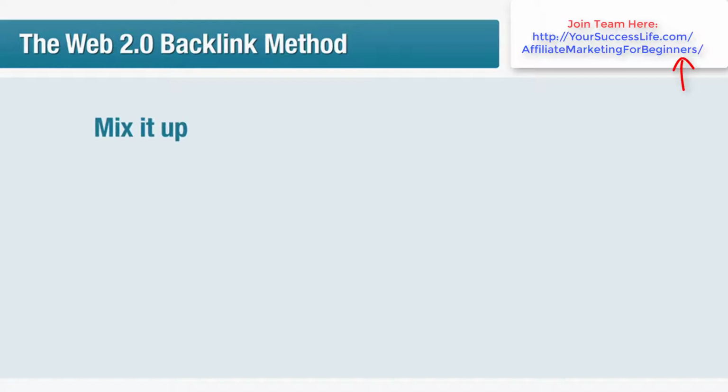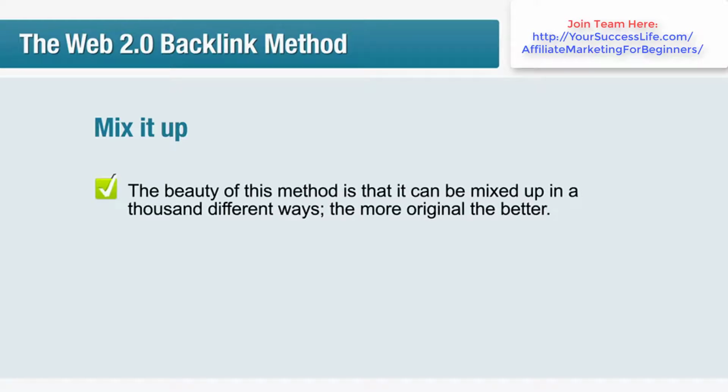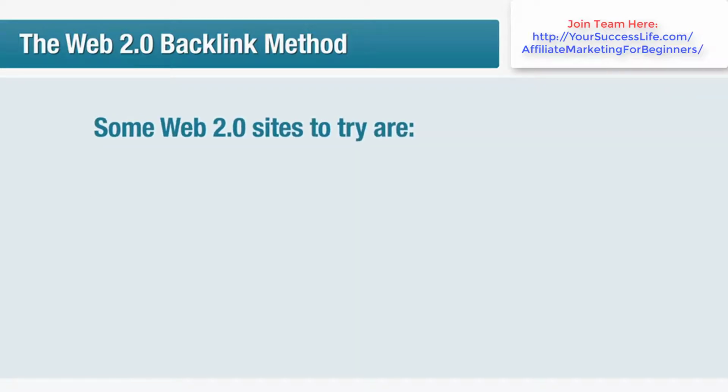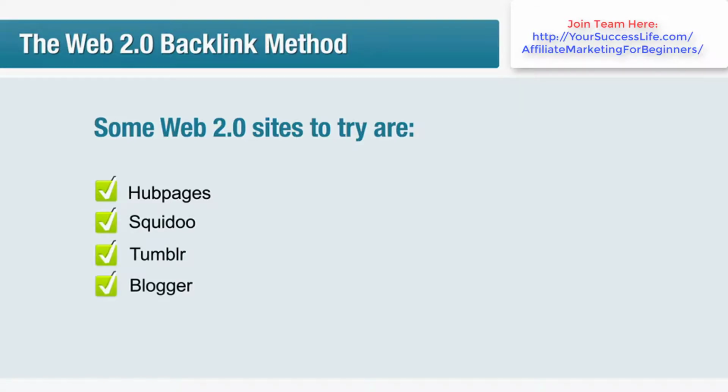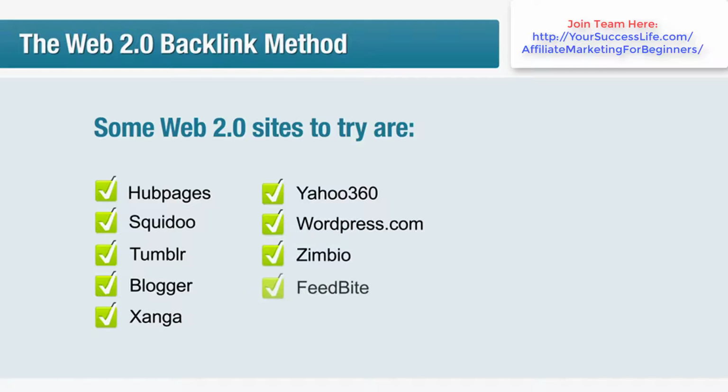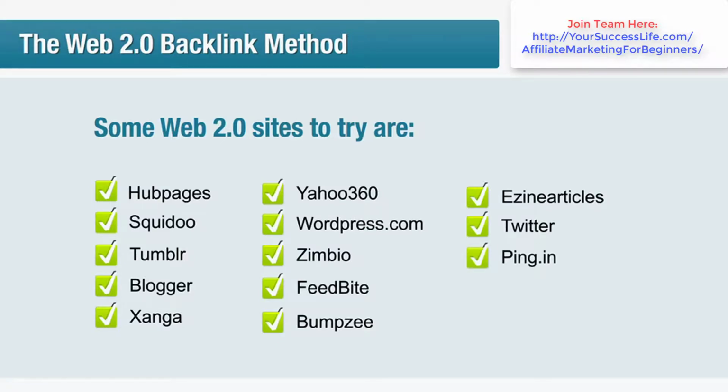And time to mix it up. Don't take the example I've just given as a rigid formula to be followed to the letter. The beauty of this method is that it can be mixed up in 1,000 different ways. The more original, the better. Here's some Web 2.0 sites that you could try. Hub pages, Squidoo, Tumblr, Blogger, Xanga, Yahoo 360, WordPress.com, although they're very wary of anything that looks commercial, Zimbio, Feedbyte, Bumpzy, eZine articles, Twitter for getting your new sites, posts, comments, etc. indexed in Google, Ping.in for pinging your new content. You can mix and match any of these sites using the template that I've just mentioned.